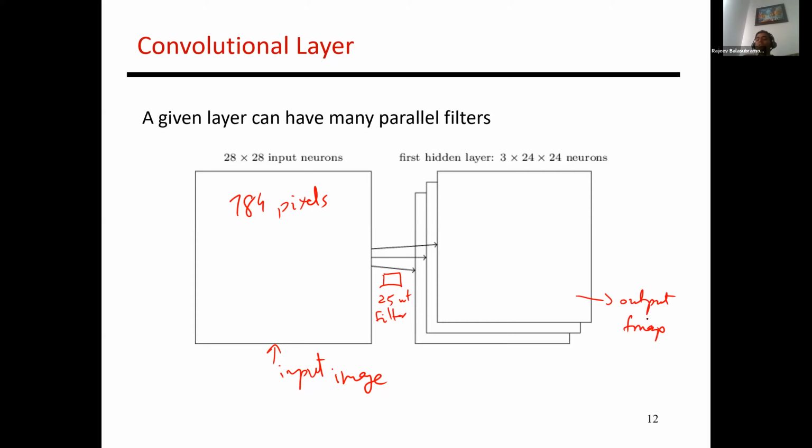Now what I can also do is, in parallel, apply a second filter over here. This is a second 25 weight filter. I can apply it to the same input to produce a different output feature map. And that's what I'm showing you over here. So this is a second output feature map.